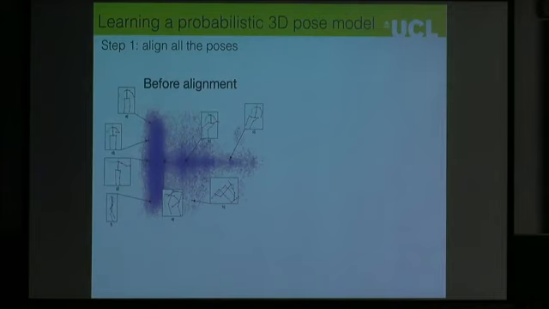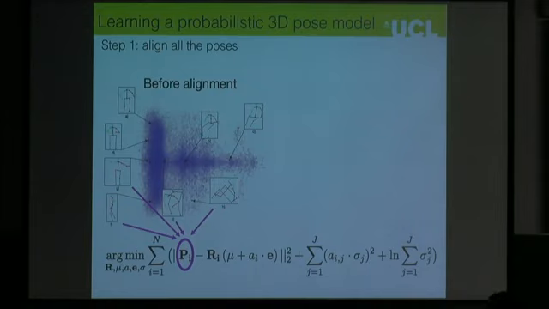The first thing that we need to do is align all of the poses. We denote these poses by this big PI. So these are each of the poses. And what we're going to do is align these poses so that they're all aligned and looking in the same direction. At the same time, we're also going to estimate a PPCA basis to model them.